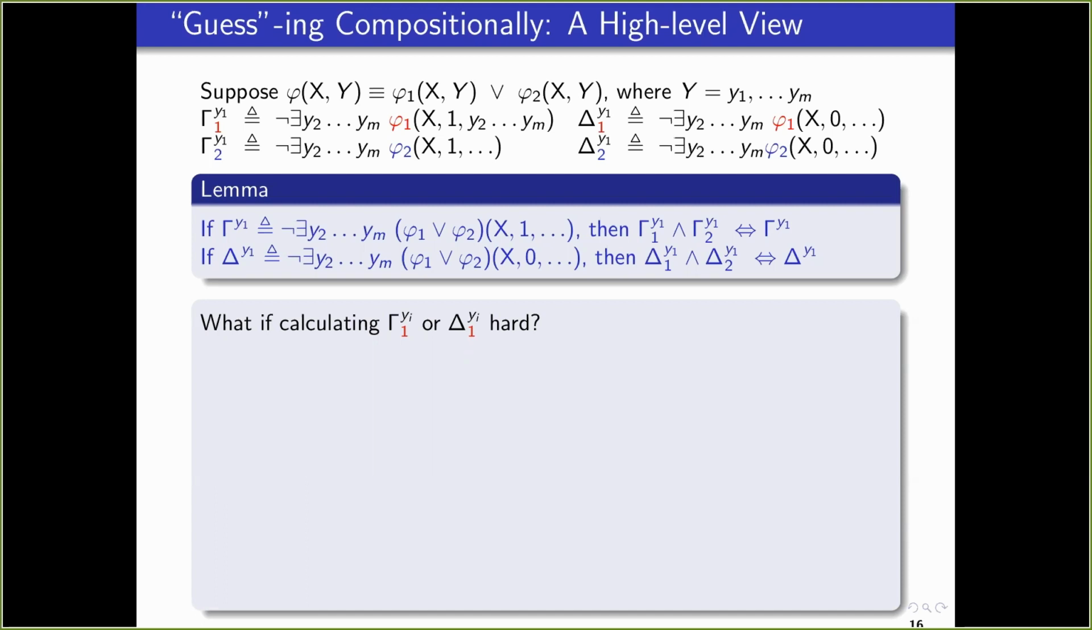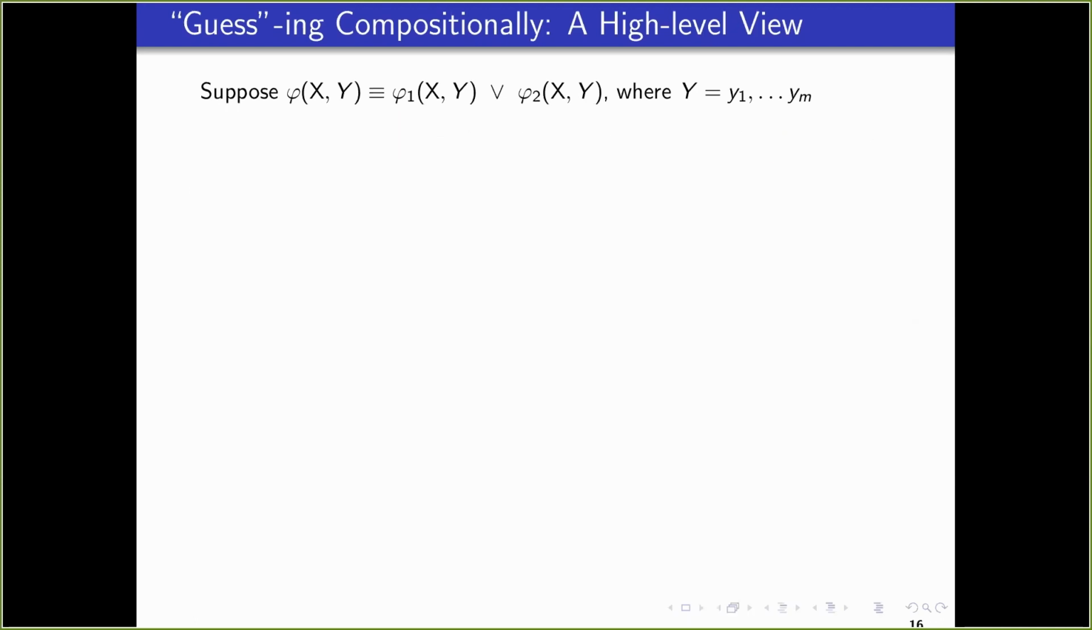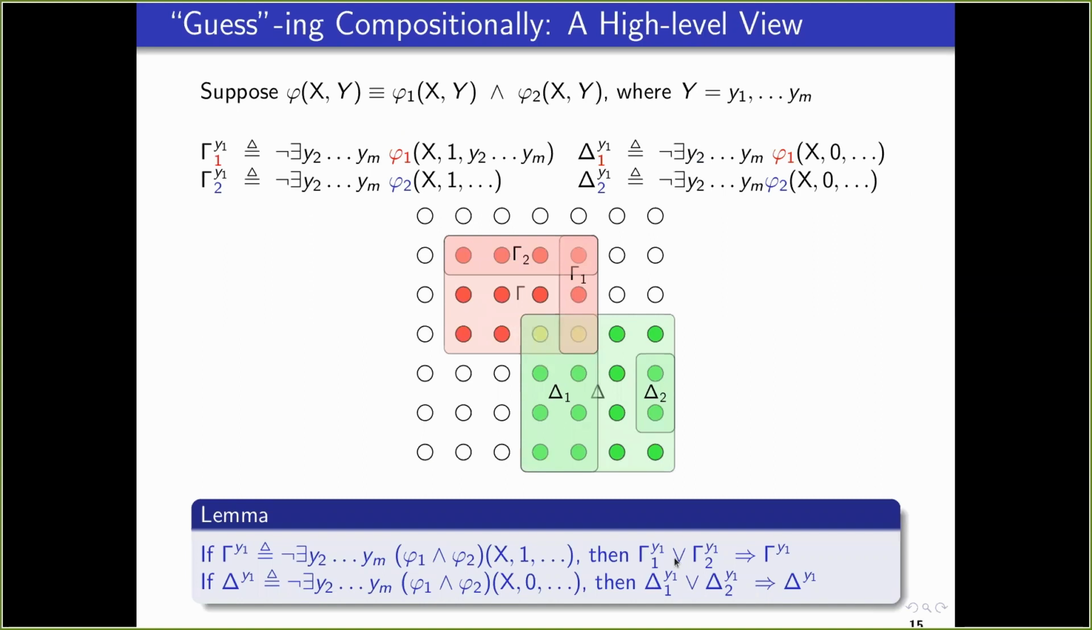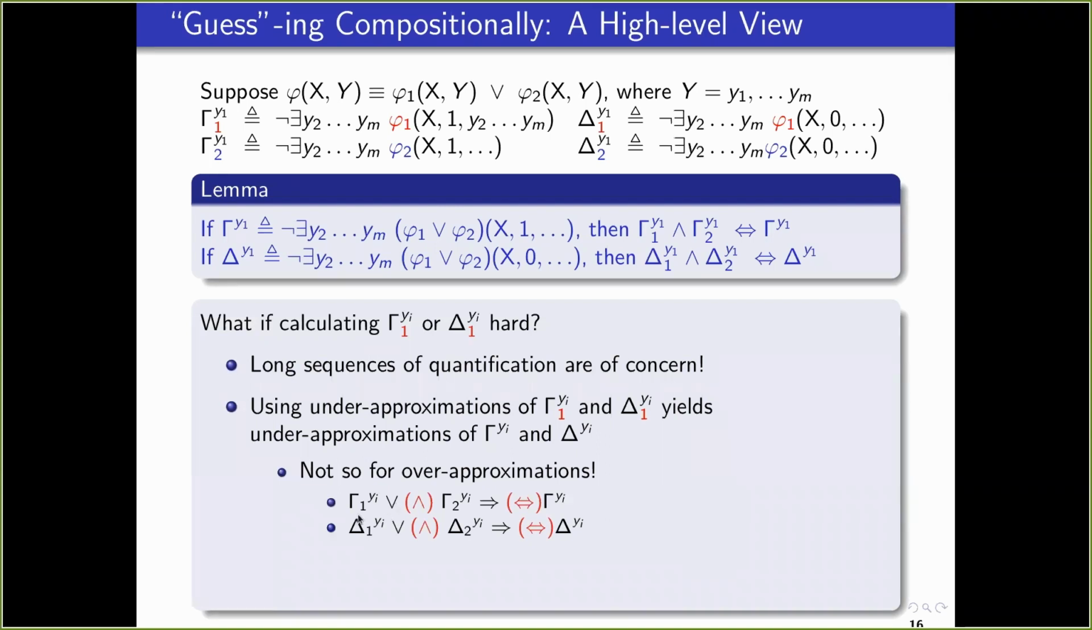Now, but what if calculating these gammas and deltas is itself hard? The subspecifications themselves may be hard. Long sequences of quantification are of concern. So here, as we said, we are going to use under approximations if we can't calculate them exactly. We use under approximations because if I under approximate gamma 1 and I under approximate gamma 2, I get an under approximation of gamma.